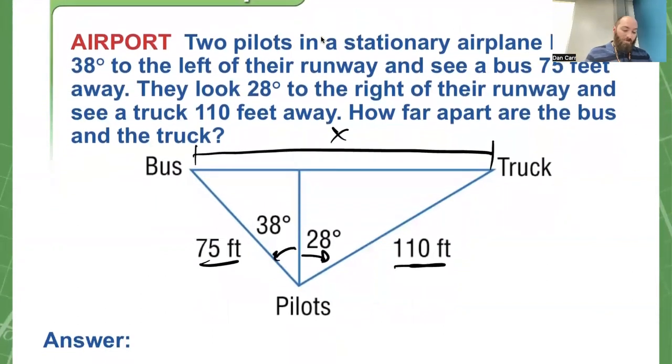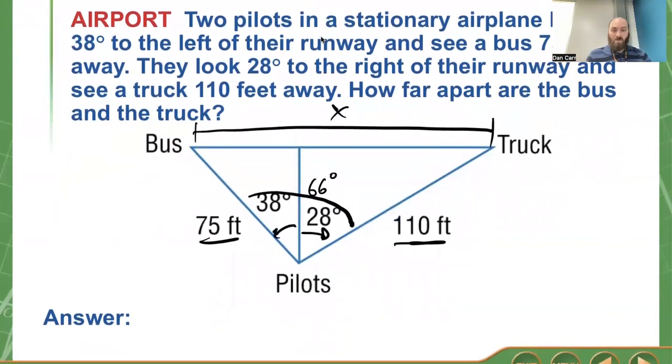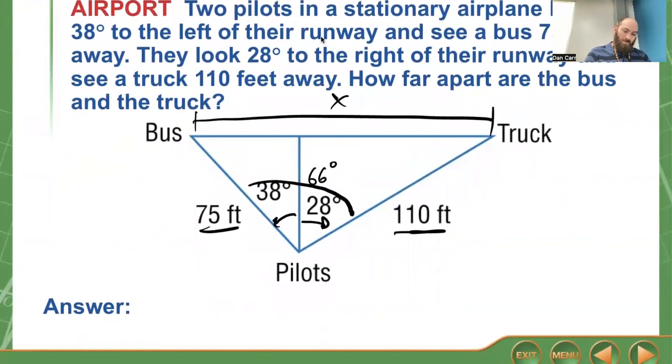If I add up the 38 and 28, I get 66 degrees total. This is just like my side-angle-side idea. So this is going to be my x squared. We'll call this, because it's across from the pilots' angle, this is the distance to the bus, and this is the distance to the truck. Basically, x squared is equal to b squared plus t squared minus 2 times b times t times the cosine of p, for pilots.